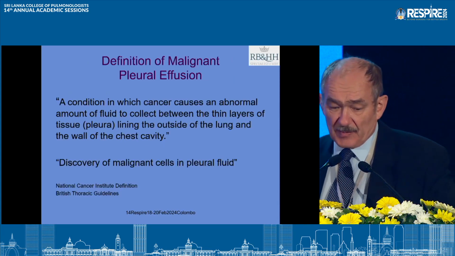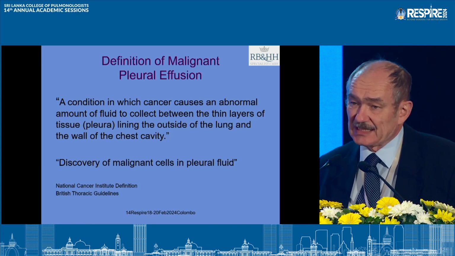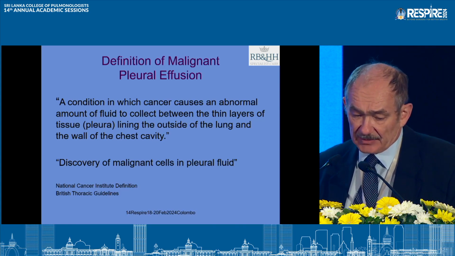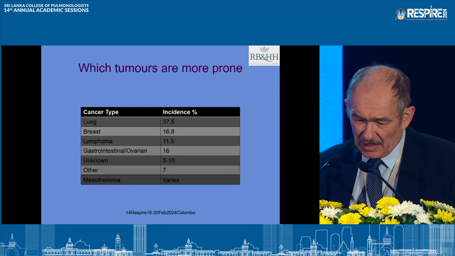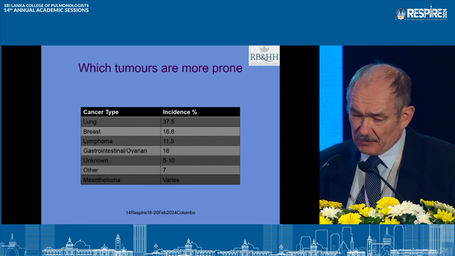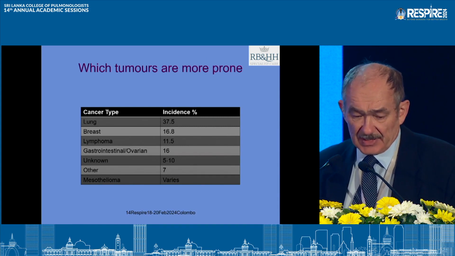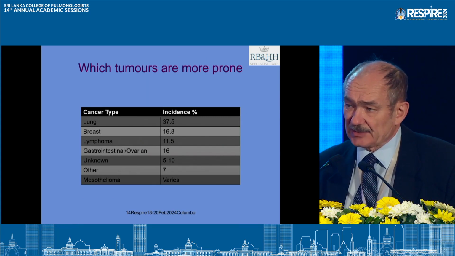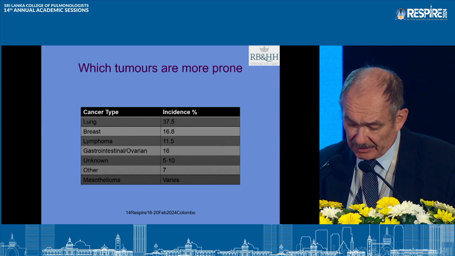The definition of malignant pleural effusion is straightforward. It's a condition in which we see accumulation of an abnormal amount of fluid in the chest and find malignant cells in the pleural fluid. More prone to development of pleural effusion are patients with lung cancer, breast cancer in second place, but effectively any cancer, any malignant tumor, can cause this serious and dreadful complication.